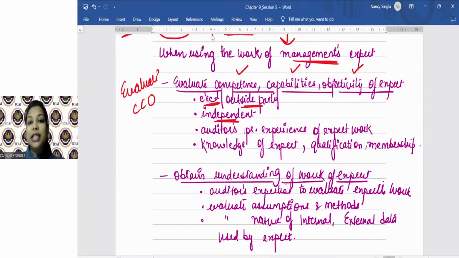Whether the expert is independent, ऐसा तो नहीं है कोई भी related party है, फिर तो expert जो opinion देगा वो management के favor में ही देगा ना. Auditor's previous experience of expert work. If auditor is having any previous experience with that expert, so auditor will consider that. Knowledge of the expert, qualification, है ना.